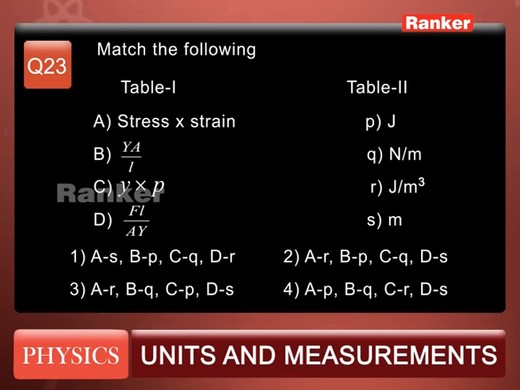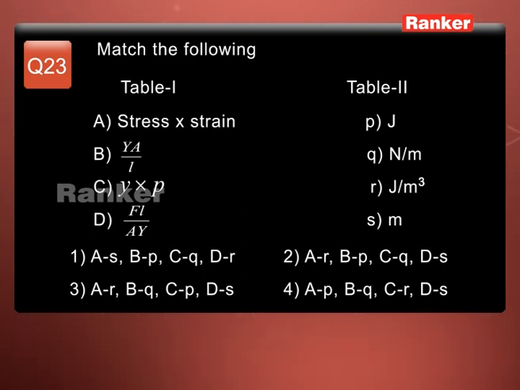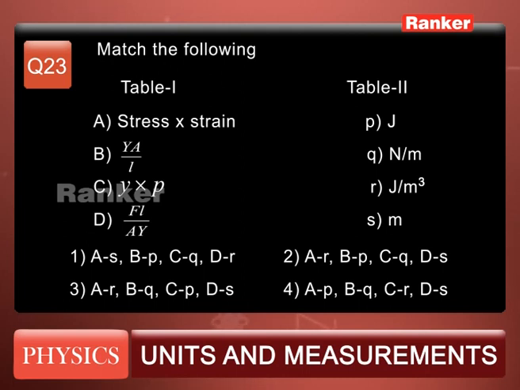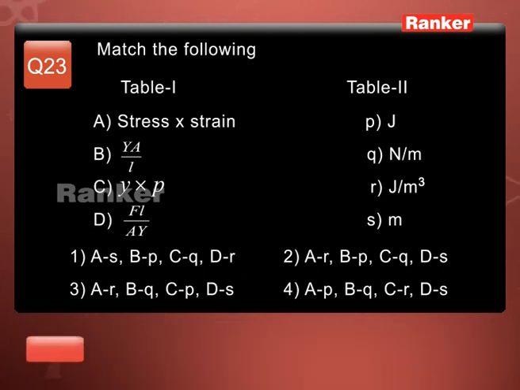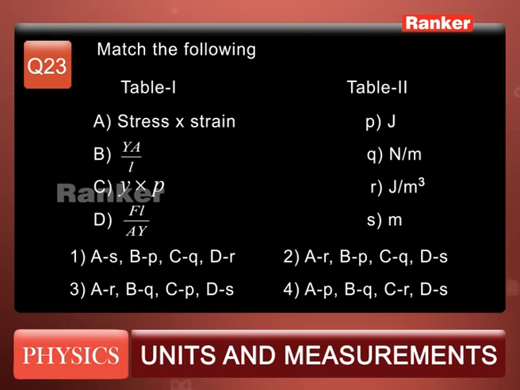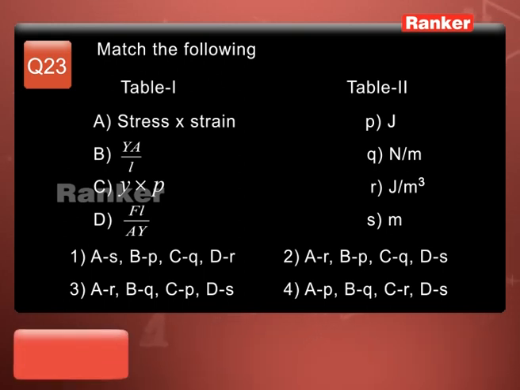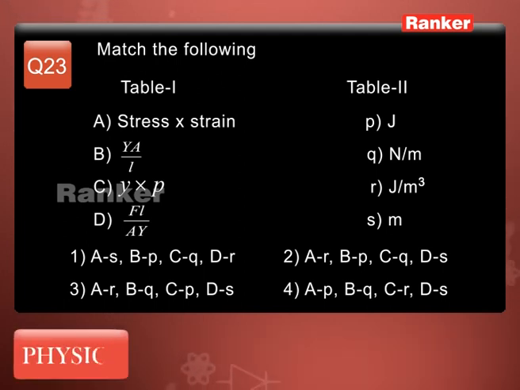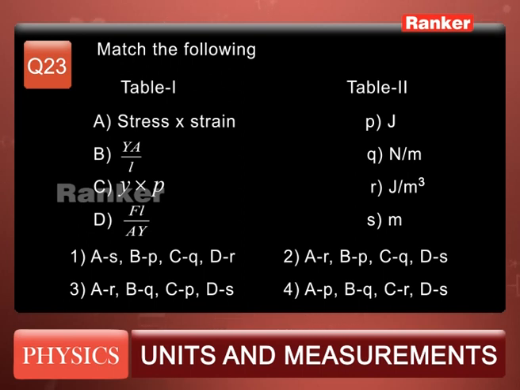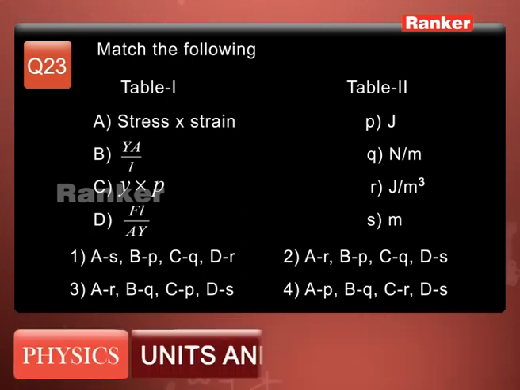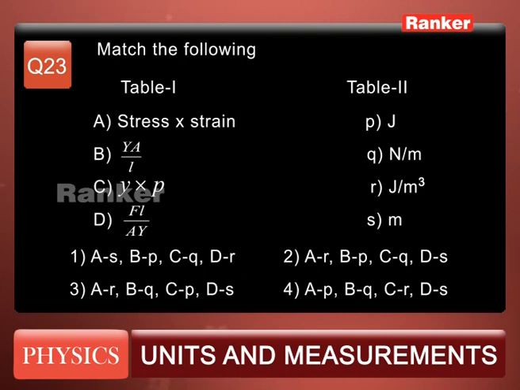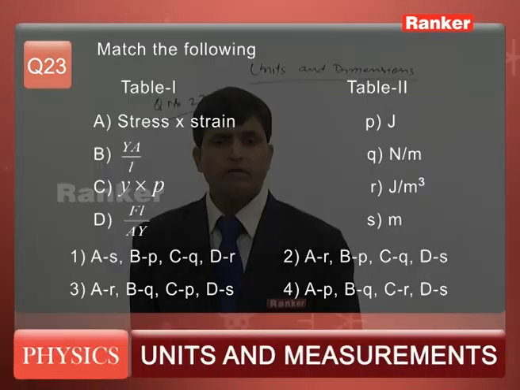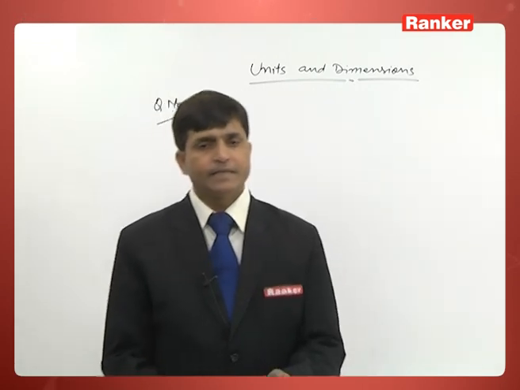The given options are: first, A matches with S, B with P, C with Q, D with R. Second option, A with R, B with P, C with Q, D with S. Third option, A with R, B with Q, C with P, D with S. And the fourth option, A with P, B with Q, C with R, and D with S. Now we have to select the correct option.